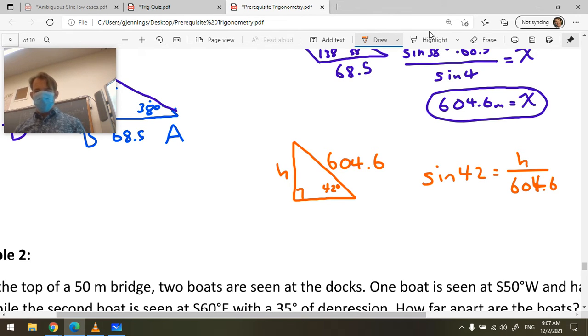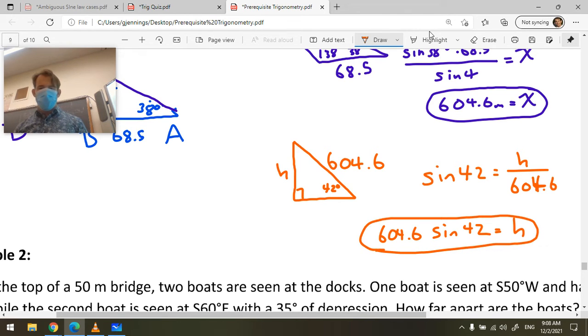So when I multiply by 604.6, it's going to give me 604.6 multiplied by sine 42. Just use your inverse operations to solve for h. Punch this on your calculator, and that will give you the answer, the height of the cliff. 404.6? This is why it's an inaccessible cliff. It's very tall.